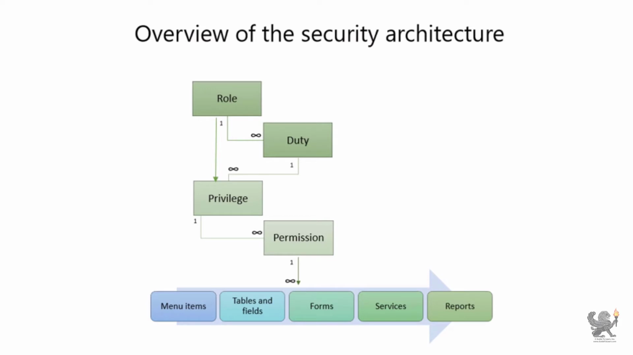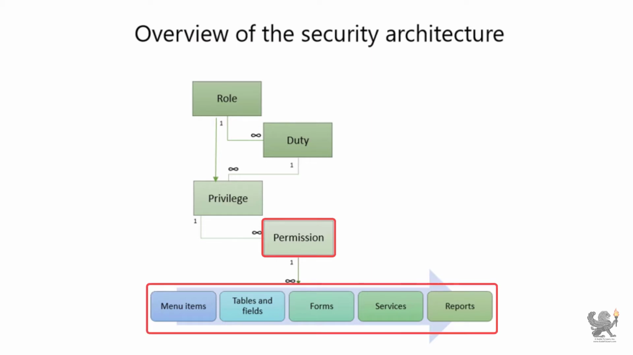Now let's talk about permissions. In the security model, permissions group the securable objects and access levels that are required to run a function. This includes any tables, fields, forms, or server-side methods.